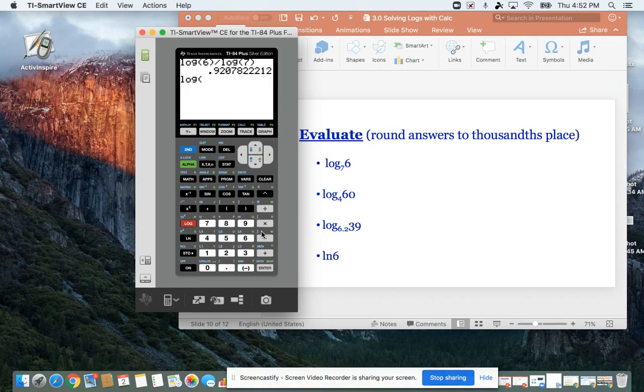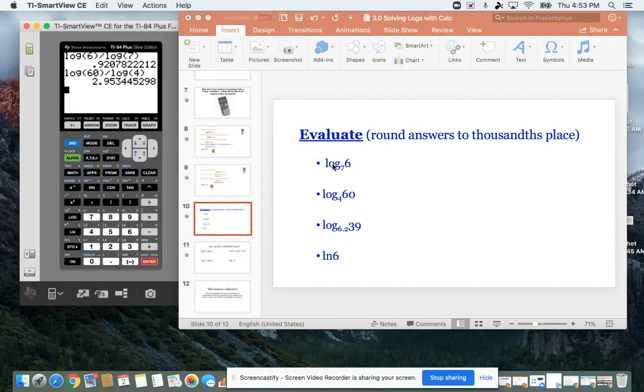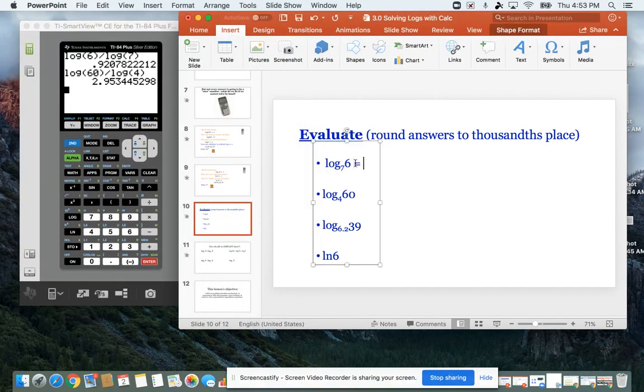Second one, log of 60 divided by log of 4. The answer to this second one should be, here I can even write it. So for this one, you should have gotten 2.95, what is that, 3.